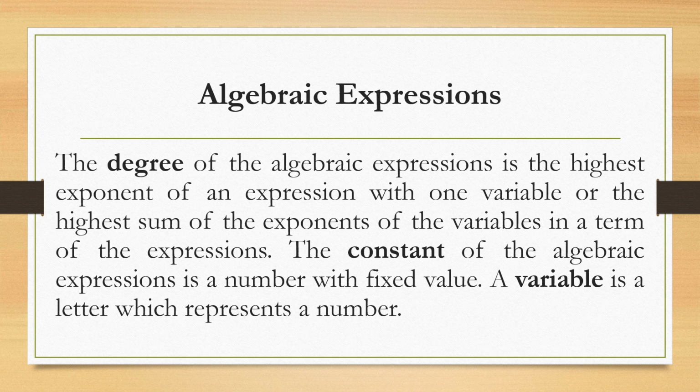So, tandaan, ang constant ay yung term in the expression na number lang. Ang variable ay yung mga letters na ginamit sa isang algebraic expression. And yung degree naman is, dalawa yung case niya. Una, kapag one variable lang yung ginamit, it is the highest exponent. Pero kapag maraming variable yung ginamit, i-add natin lahat ng exponent sa isang term at kung ano yung pinakamataas, yun ang magiging degree. So, bibigay tayo ng example in this next slide.